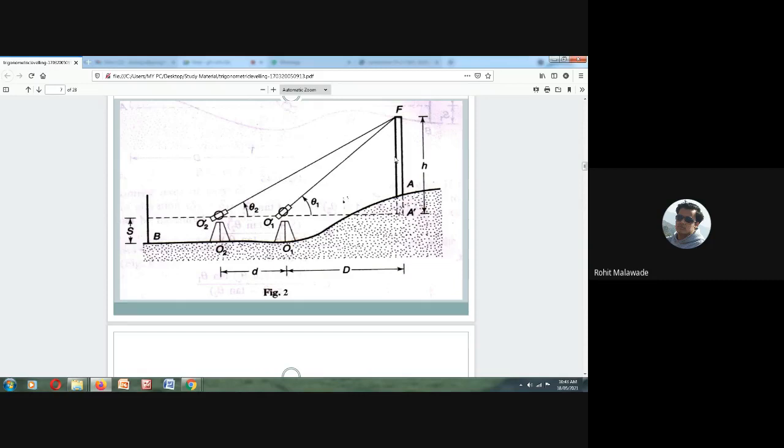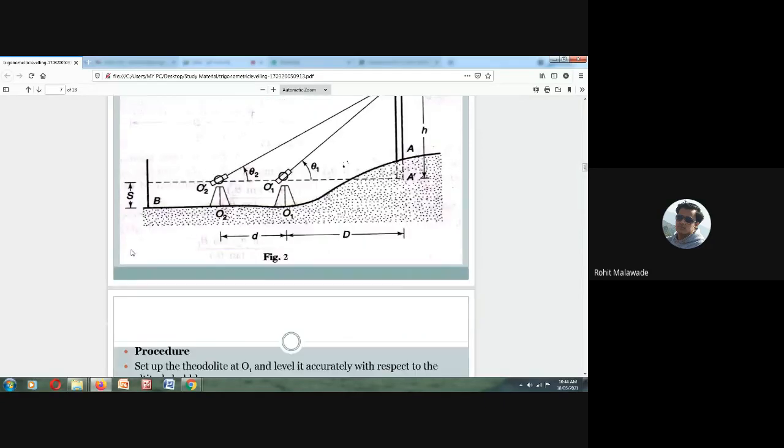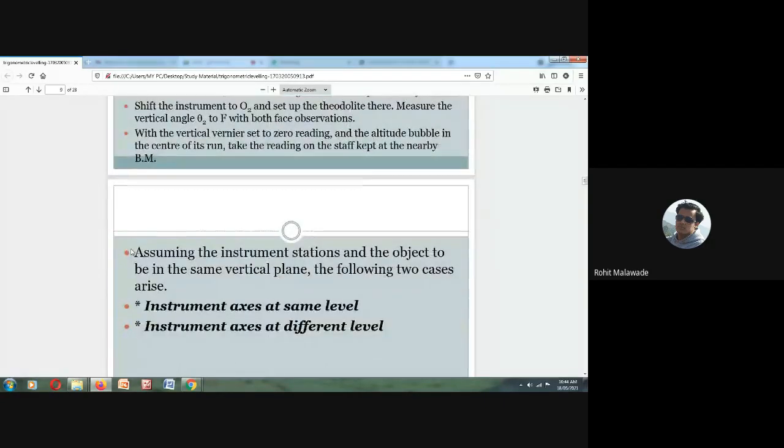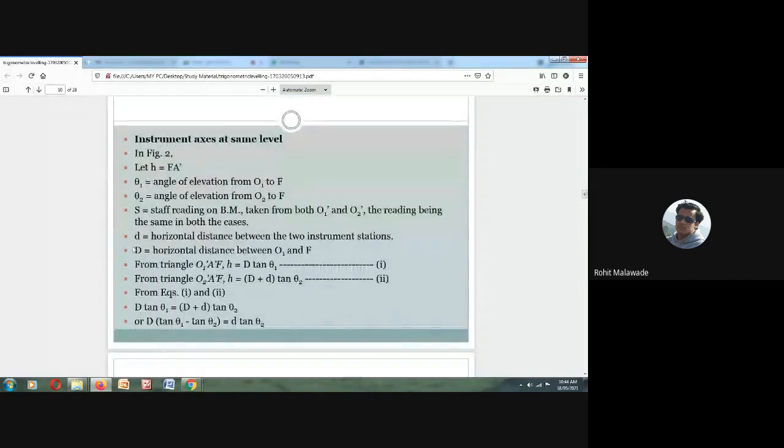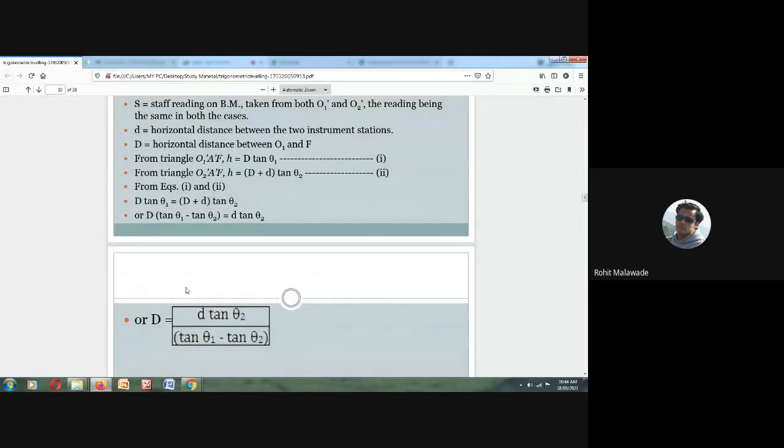Then we will be looking towards the point F, and we are going to measure the vertical angle theta 2. Then we will be noting down the staff reading at B. Okay, so this is what we have done. Now we will be noting down the angle and distance.